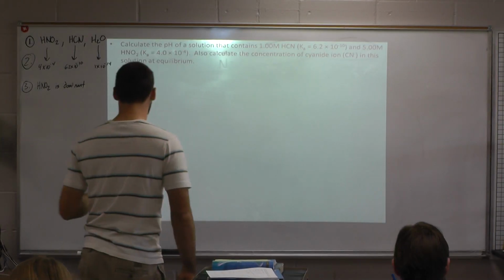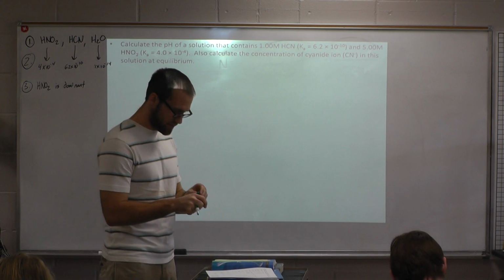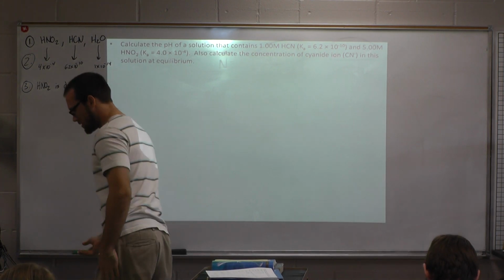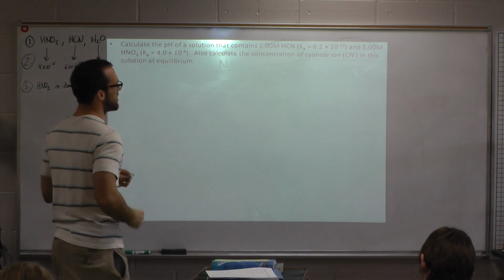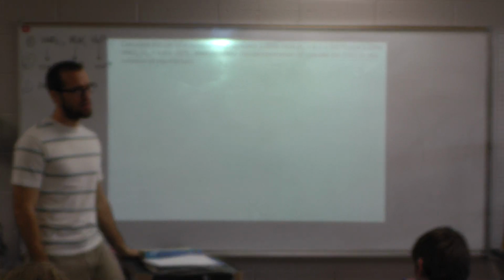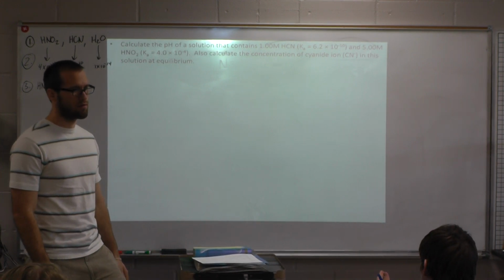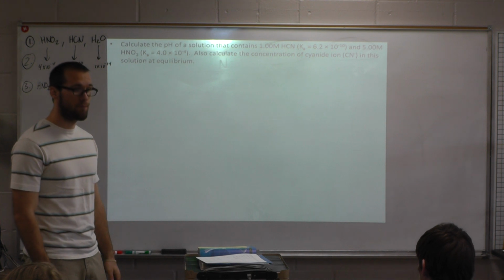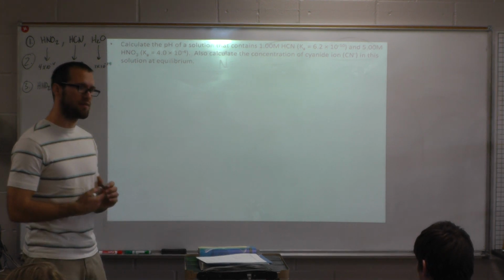Alright, so I want to talk about the second part of this question, which is also to calculate the concentration of your cyanide ion at equilibrium. Any ideas how to do this? The H value is the same. I don't know how many CN. You should just square root. It won't be the same as CN.